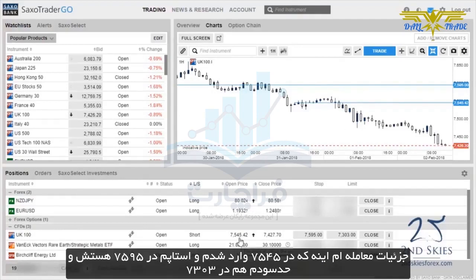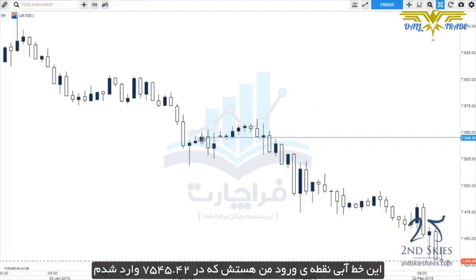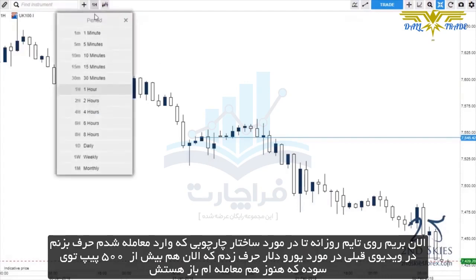Just for the details, I'm short at 75.45. My stop loss is at 75.95, and my take profit is at 73.03. So let's look at the chart. Okay, so what I've done here is marked a line where my entry is at 75.42. But what I want to do is briefly step back to the daily time frame and talk about the structure and the framework for how I make my trades.